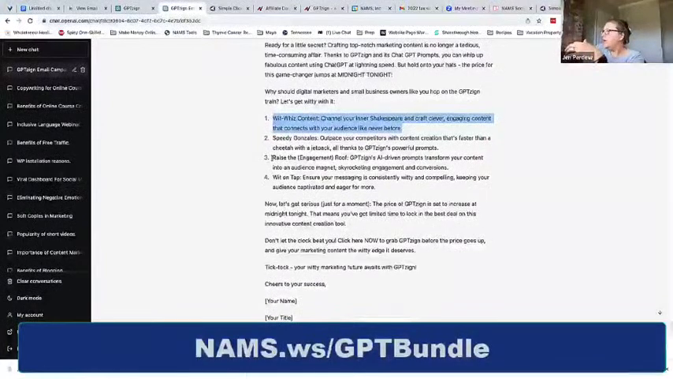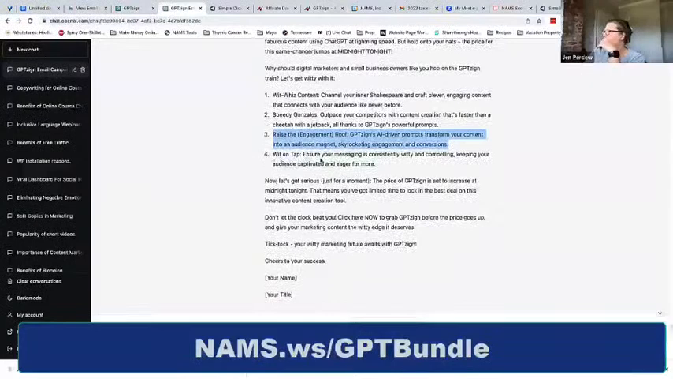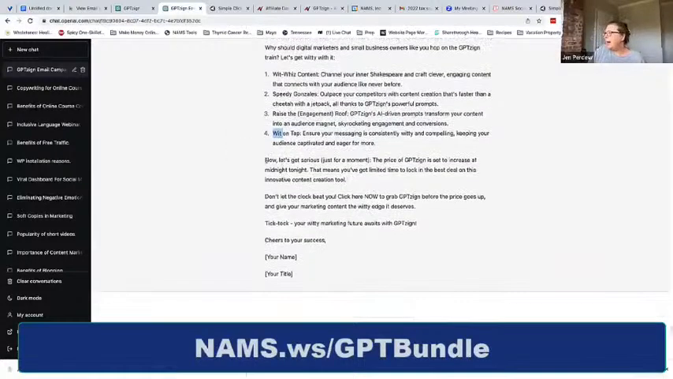I used "raise the engagement roof." I actually used this word for word, that particular bullet point. And "wit on tap." One of the things I did do, like with the word wit, is I used fun in a lot of places. And so let's see, "let's get serious." I did use that. So now let me actually just show you some of the results on these emails.